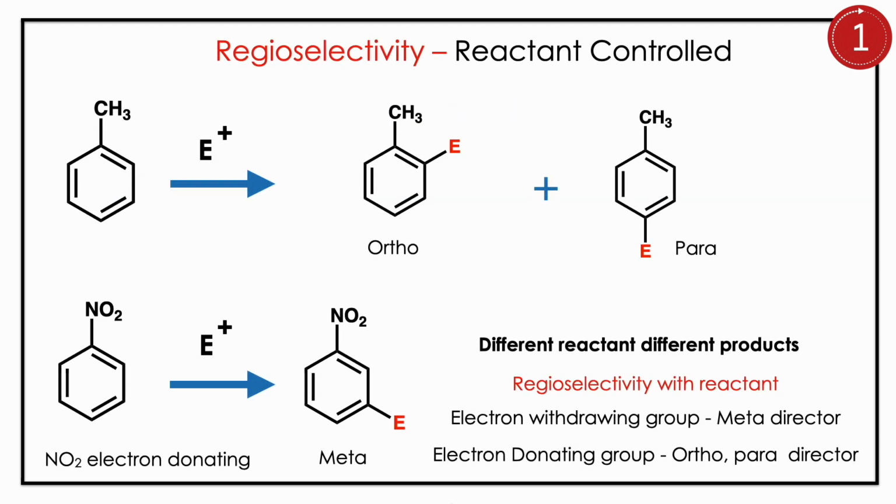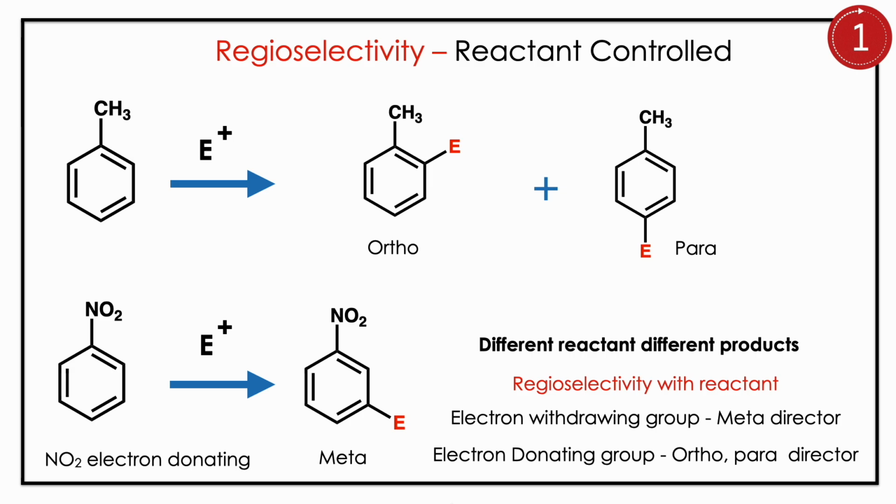First, let us see reactant control. This is the classic example. You have methyl benzene and nitrobenzene. You are reacting with an electrophile. The electrophile in toluene attacks ortho and para, not meta. On the contrary, in nitrobenzene, the electrophile attacks only meta.